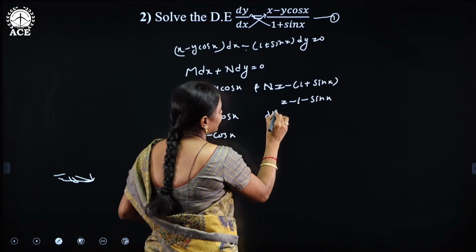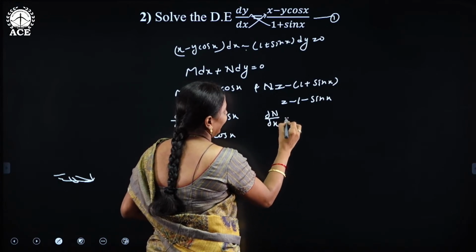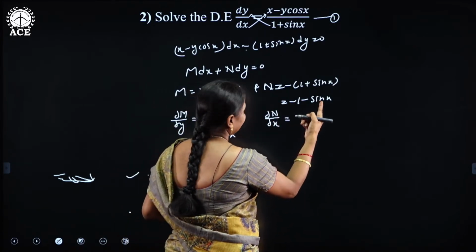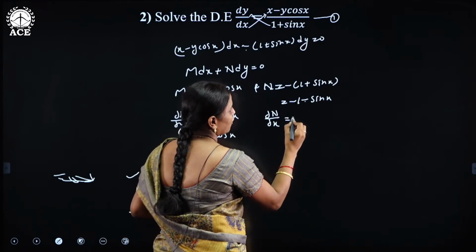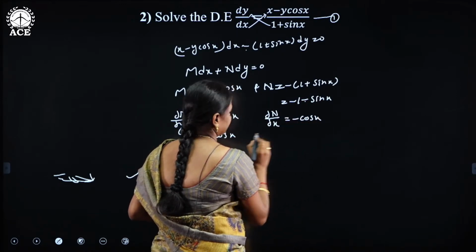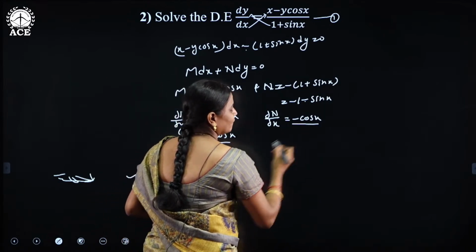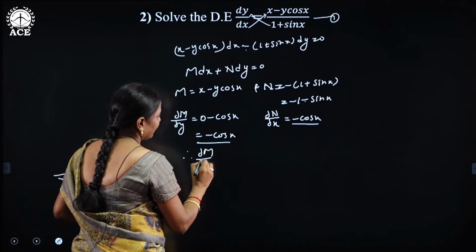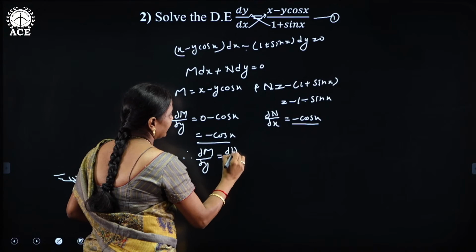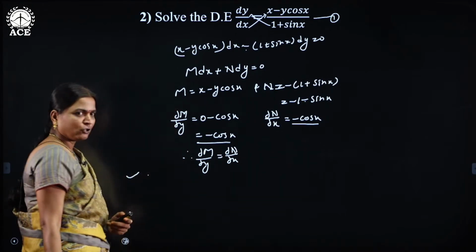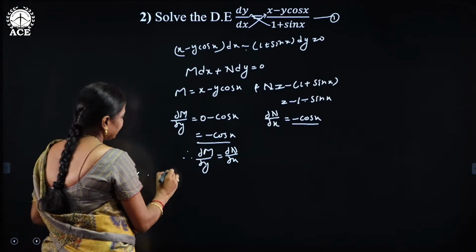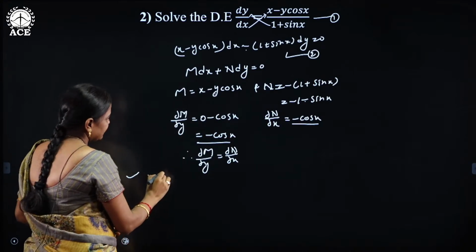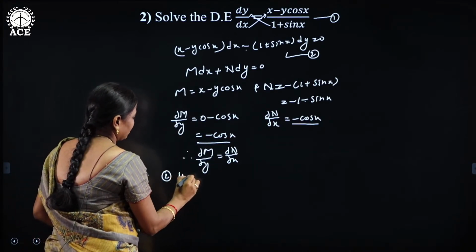Similarly, if we differentiate N partially with respect to x, differentiation of minus 1 is the constant, differentiation of constant is 0. And differentiation of sin x is cos x. Here we have minus sign, that is equal to minus cos x. From these two partial derivatives, what is the observation? Both are equal. So therefore, dou M by dou y is equal to dou N by dou x. When dou M by dou y is equal to dou N by dou x, then if we consider it is equation 2, therefore equation 2 or equation 1 is an exact differential equation.